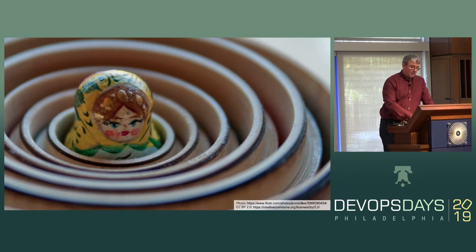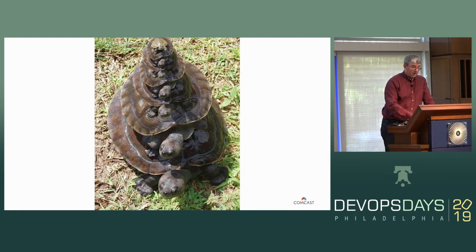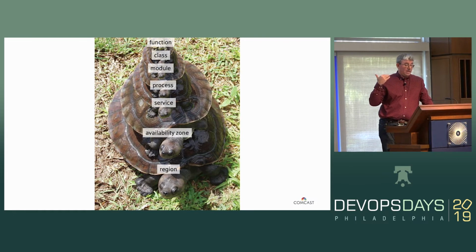Complex systems often exhibit nesting behavior, which means that the components that make up a complex system are often complex systems themselves. And so in a technical setting, for example, that means it is turtles all the way down, right? It means that hey, maybe I've got a region of my cloud provider that's a complex system. Availability zone within that region, that's a complex system.